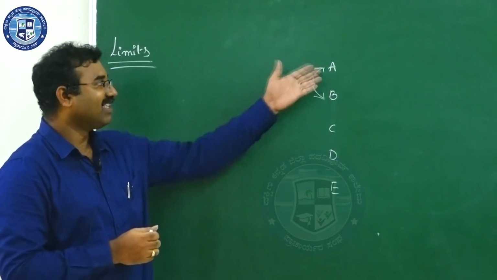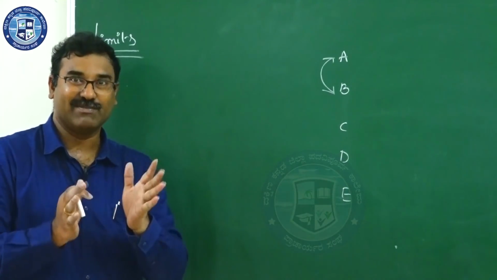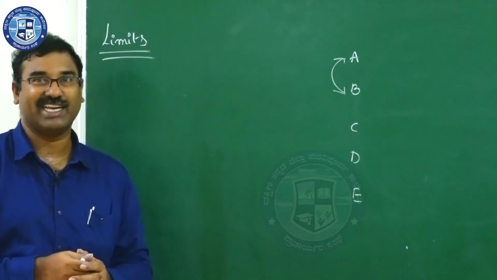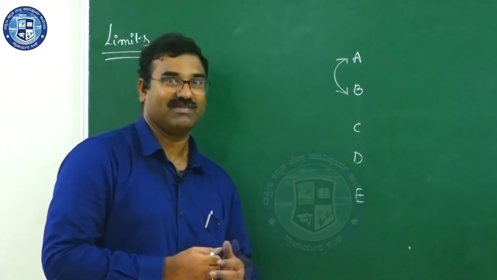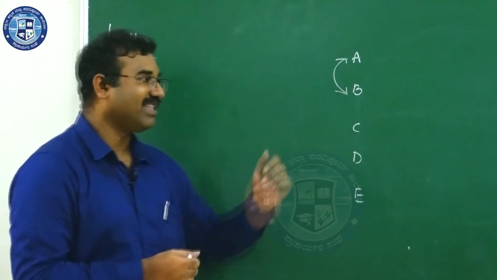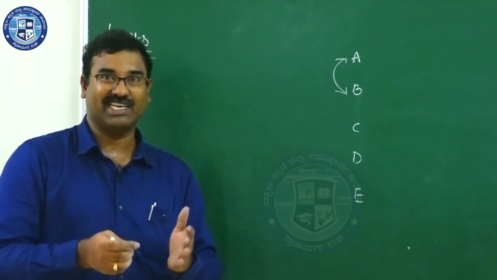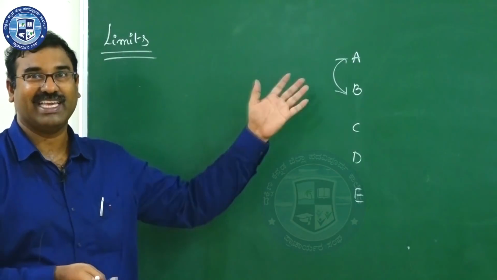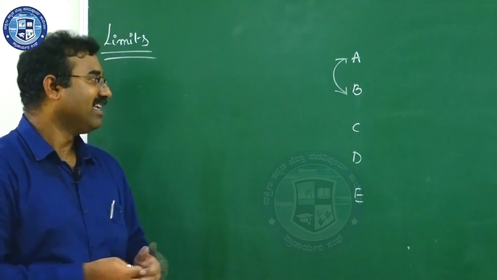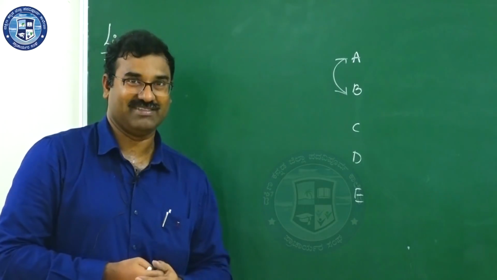So the person A got some result. First he wants to share it with the person B. But at that time B is not there. So then what will person A do?